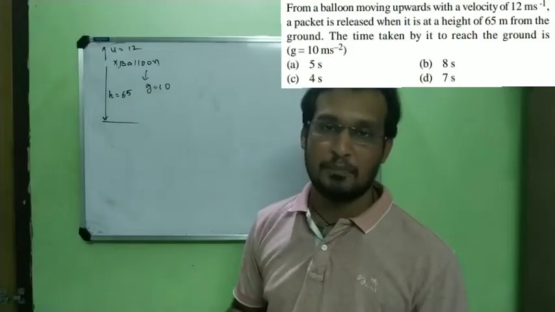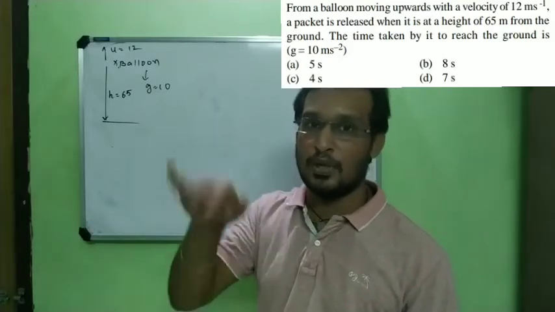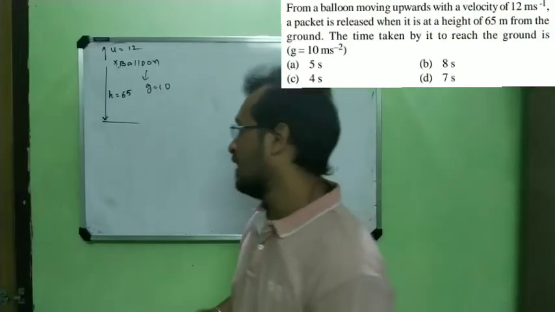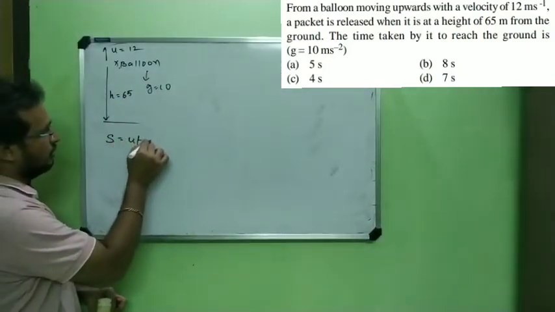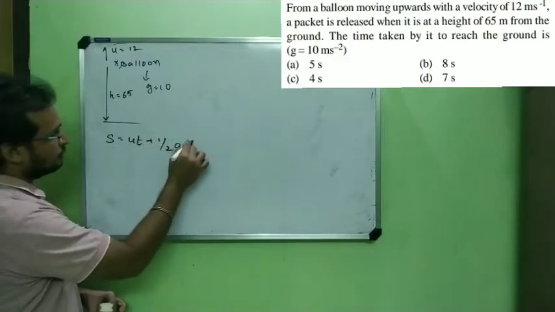The sign convention I am taking is upward direction as positive, downward direction as negative. Normally we have the equation S equal to ut plus half at square.